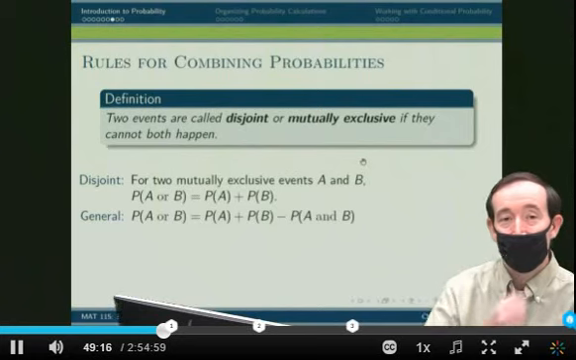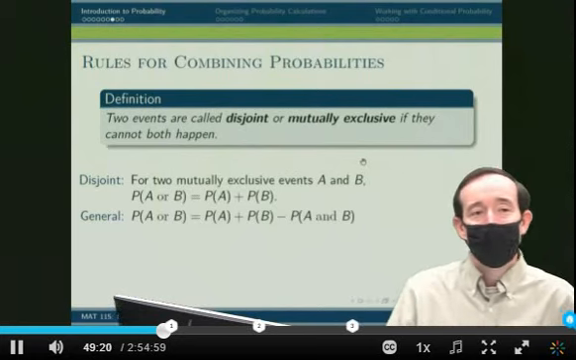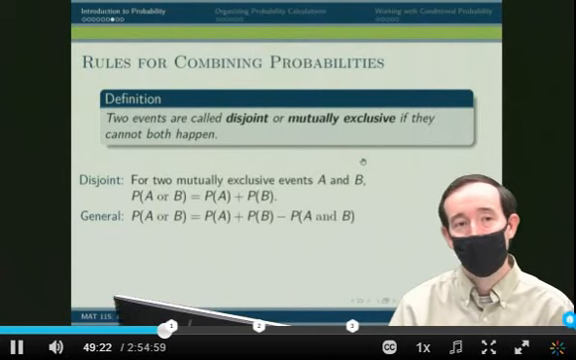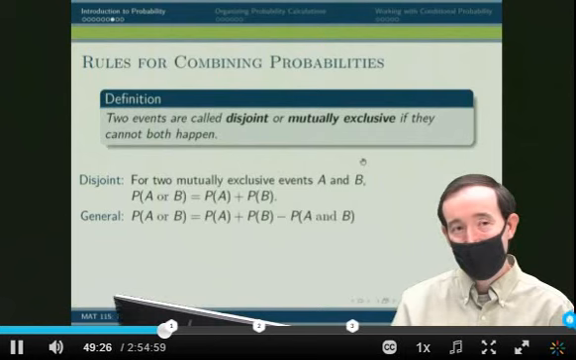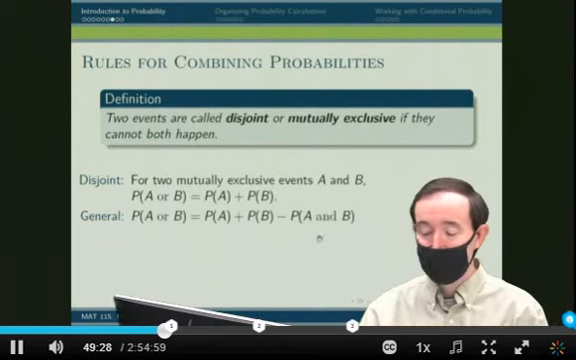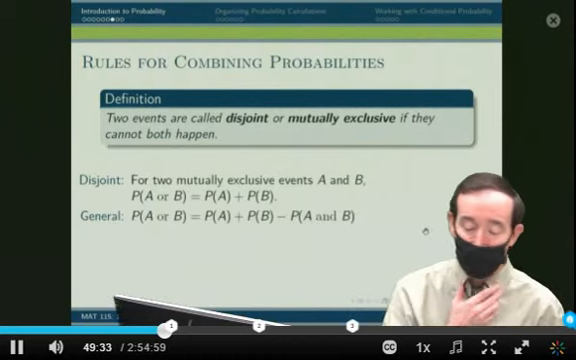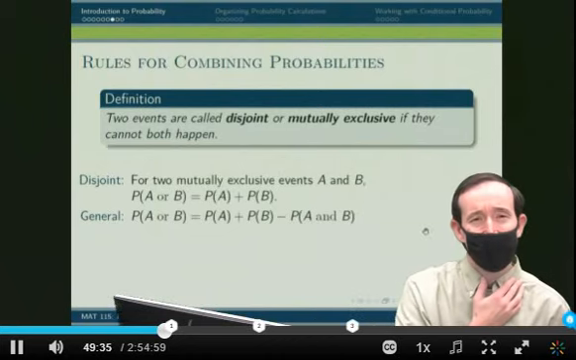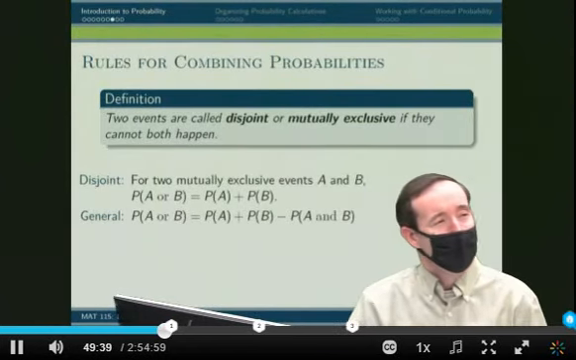Now, what if we were looking in general? What if I want to know the probability that two events happen and I don't know that they're mutually exclusive? Well, in that case, I have to use what's called the inclusion-exclusion rule. Okay? Let me think about a way to explain this.